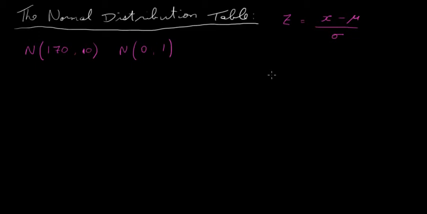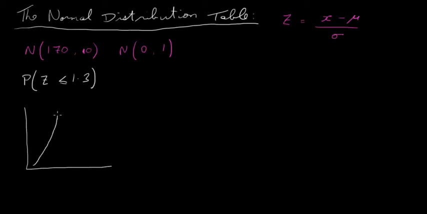Okay, so what we're going to do is I'm just going to take a particular problem here. We're just going to say let's take the probability that our z-score is less than or equal to 1.3, for example. So we want to know what the probability is that our data point will be less than or equal to 1.3 standard deviations above the mean.